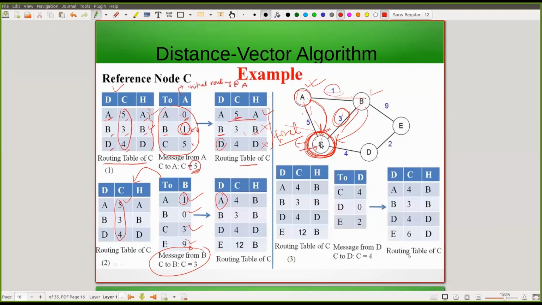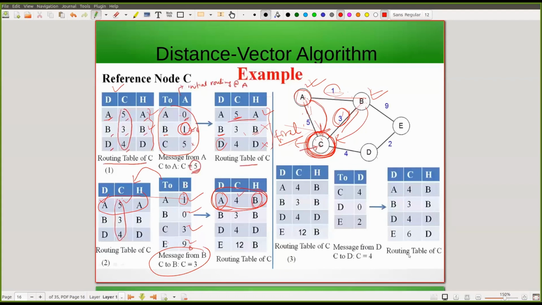Now the new cost from C to A via B is 4, whereas initially I know the cost of going to A is 5. So which one is minimum? This one is minimum. So that's why I update this information. Previously I was maintaining this information, the cost of going to A is 5 via A, but now I have learned from B there is a new route available which is minimum, and the cost of going to A is becoming 4 but via B.